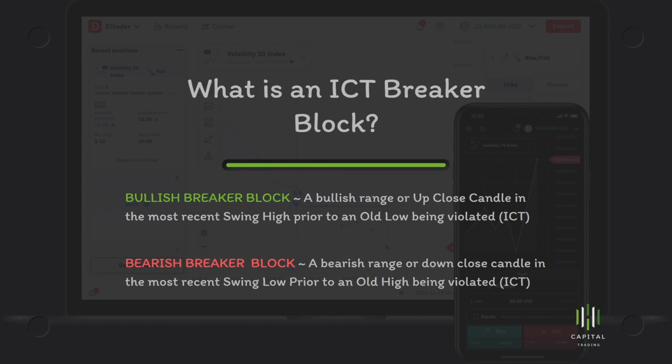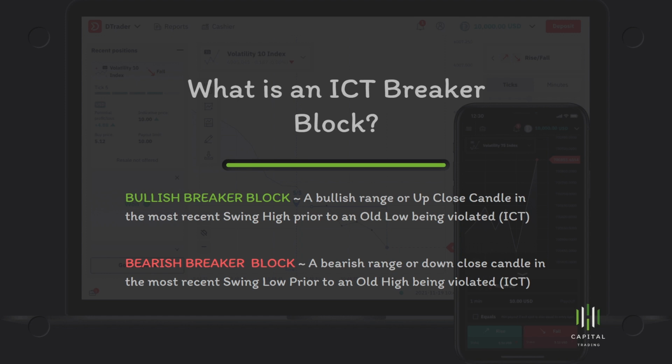It's a down close candle in the most recent swing high prior to an old low being violated. Like when we talk about prior to an old low being violated, we might talk about stop runs or something like that, right? So I'll demonstrate what I mean, but let's jump to the definition of the bearish breaker block.